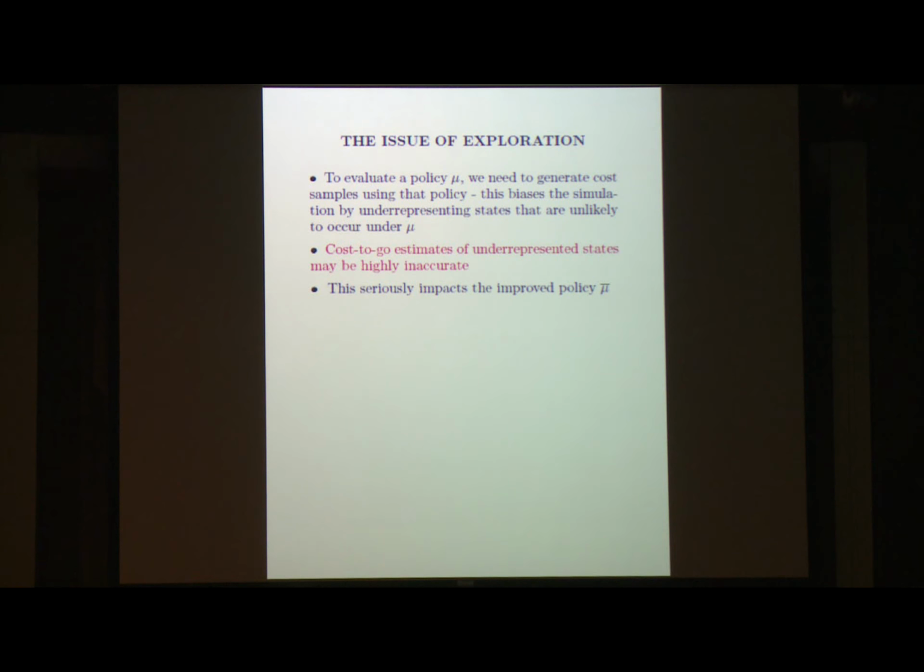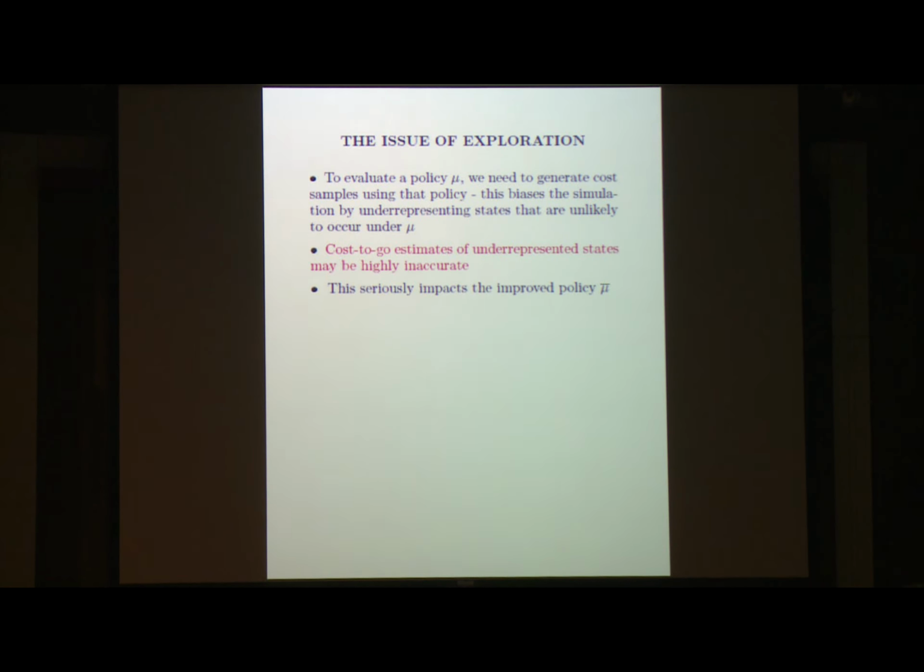Now here's an issue that came up just a little while ago with your question, having to do with exploration. How do you construct simulation samples for a given policy? A given policy has a tendency to go to some states, perhaps, but not to others. So if we generate the cost samples using that policy, this biases the simulation by underrepresenting states that are unlikely to occur under this policy. As a result, the cost estimates for the underrepresented states may be highly inaccurate.